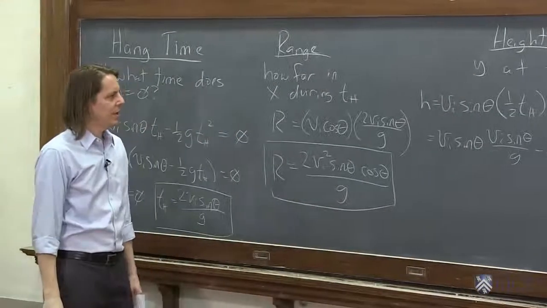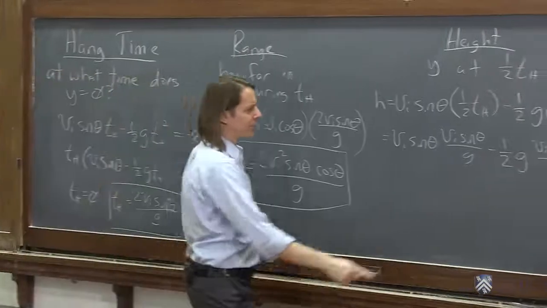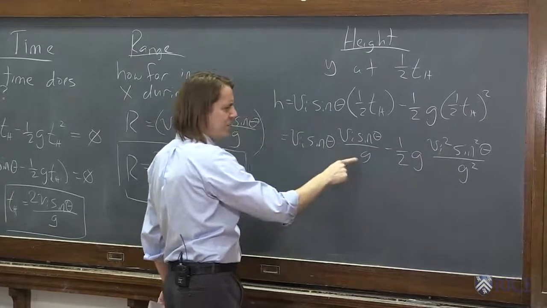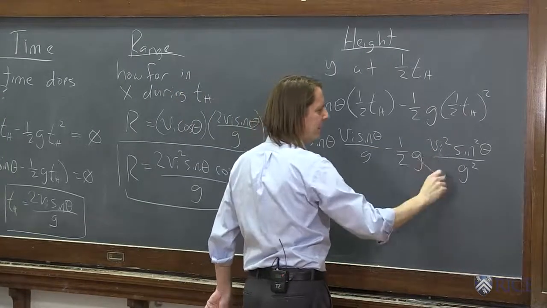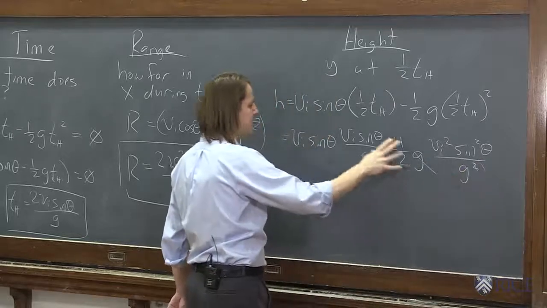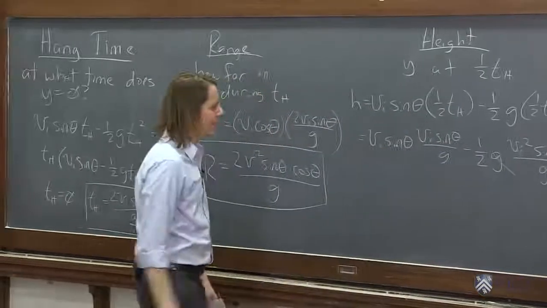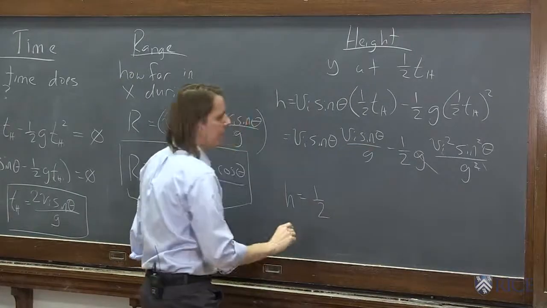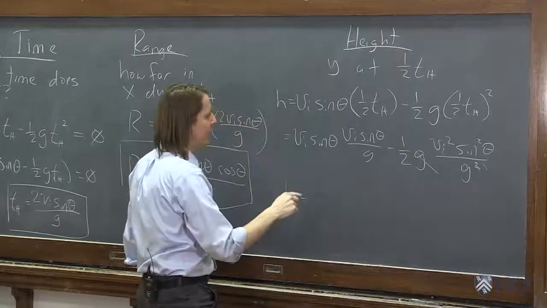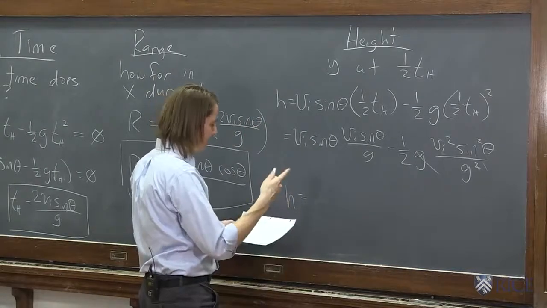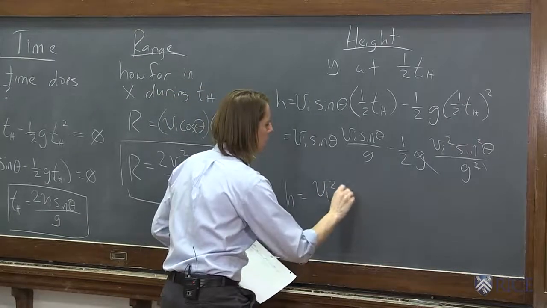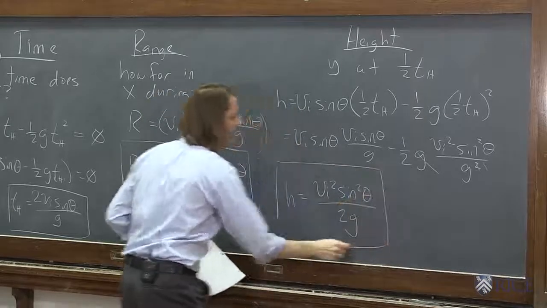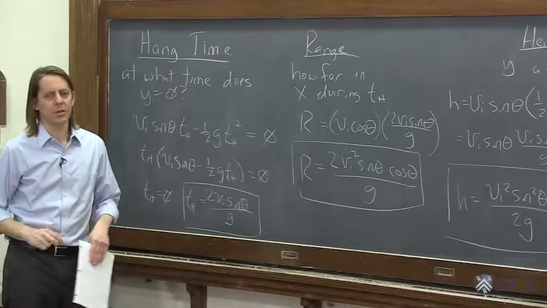Whew, what a mess. And what do we got left here? Both terms have vi squared sine squared theta in the top. Both terms have a g in the bottom because this g cancels that g. So it's really the same term minus 1/2 of itself. Right? So if we want to do the algebra in one step, we would say it is 1/2. Well, let's put the 2 in the denominator. It's vi squared sine squared theta over 2g. There you go. That's how high it's going to go if it's a nice symmetric trajectory.